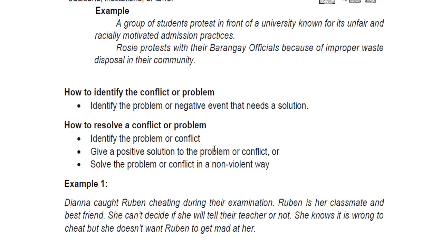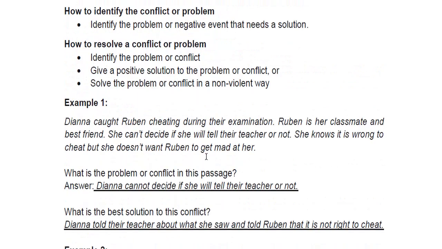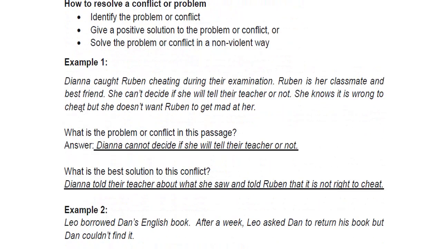Okay? So we have here 2 examples. So let us first discuss the first example. So it says, Diana caught Ruben cheating during their examination. Okay? So Ruben is her classmate and best friend. She can't decide if she will tell their teacher or not. She knows it is wrong to cheat, but she doesn't want Ruben to get mad at her.